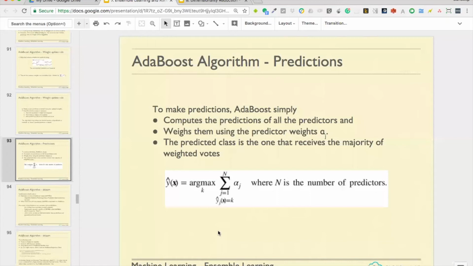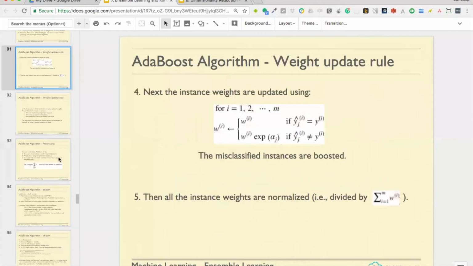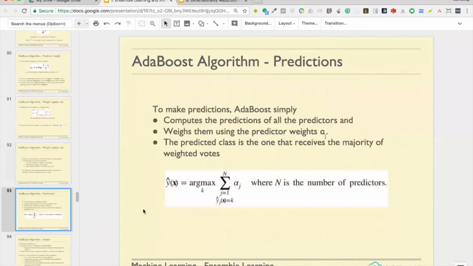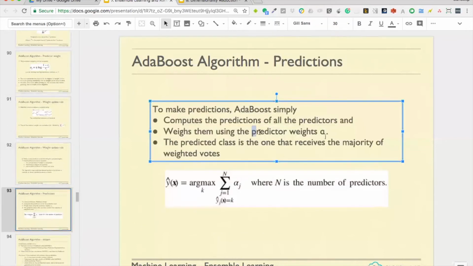All right. So what we are doing, let me go over it again. We compute the predictions of all the predictors. Then weight them using the predictor weights: basically find the error rates, compute the alpha. The predicted class is the one that got the majority of weighted votes. The error rates are computed based on that. That is alpha. Now, the alpha we are doing here, just give me a second. Weigh them using predictor weights.